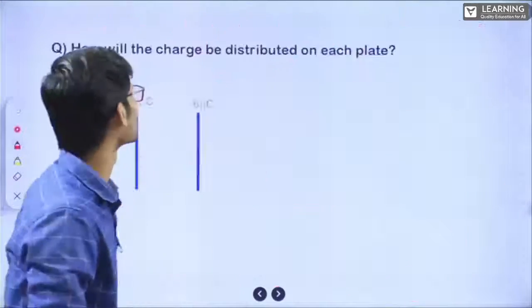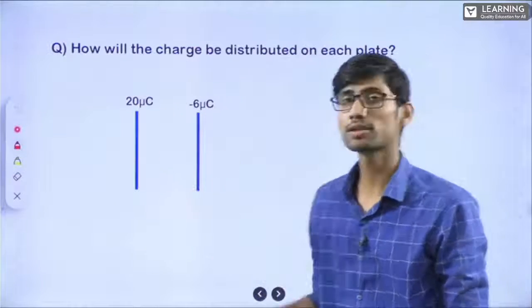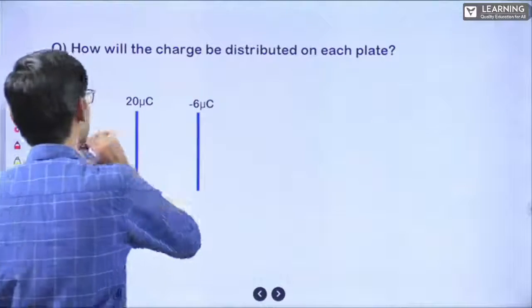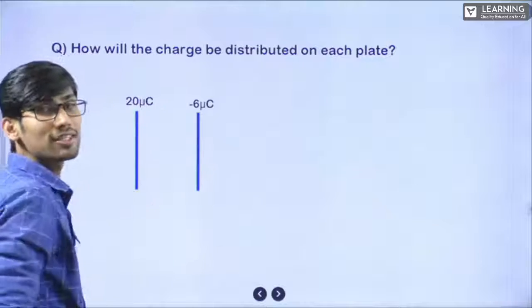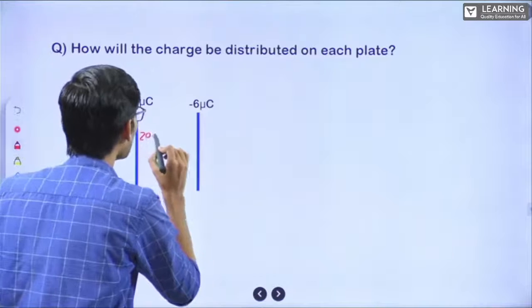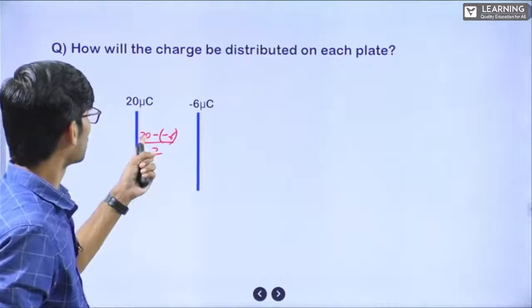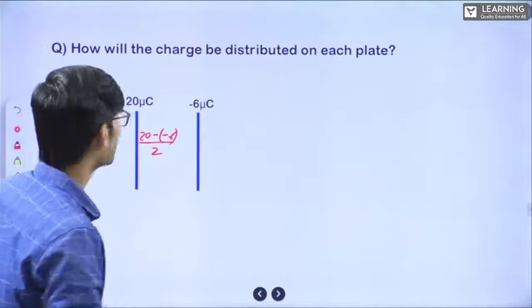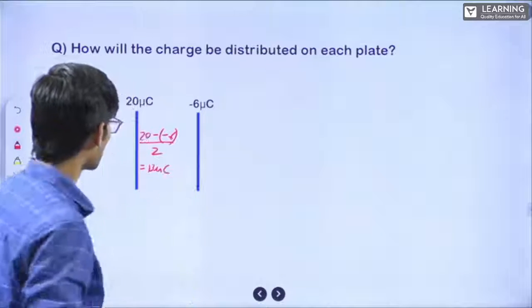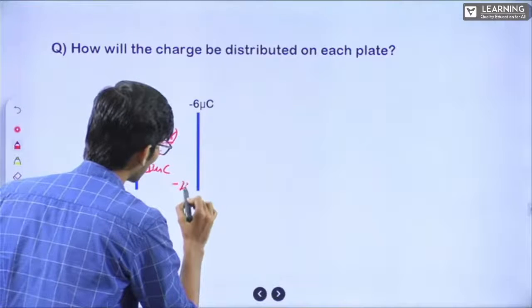Let's do a question, you'll understand. How will the charge be distributed on each plate? Initially, this kind of configuration we have given. This charge is there. We know inside how much charge will come? Difference by 2. Difference by 2 means 20 minus 6 by 2, 20 plus 6, 26 by 2. This will be 13 microcoulomb. So if this is 13 microcoulomb, this will be minus 13 microcoulomb.